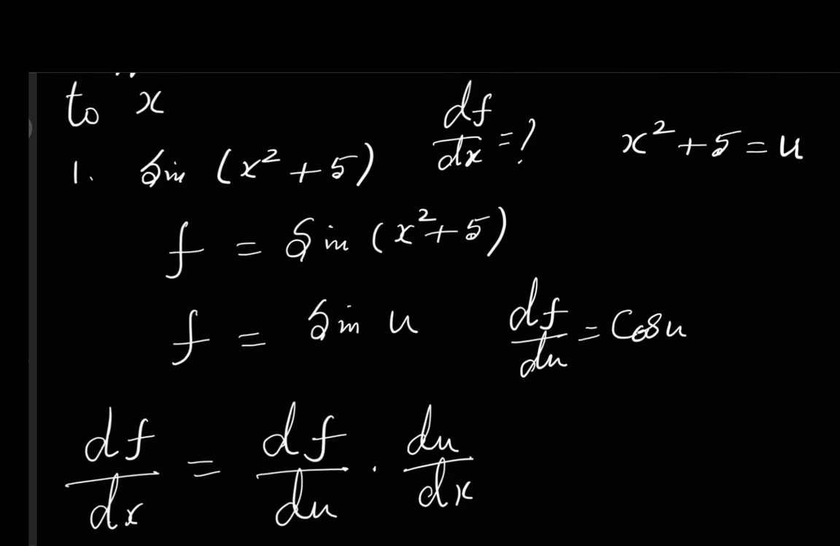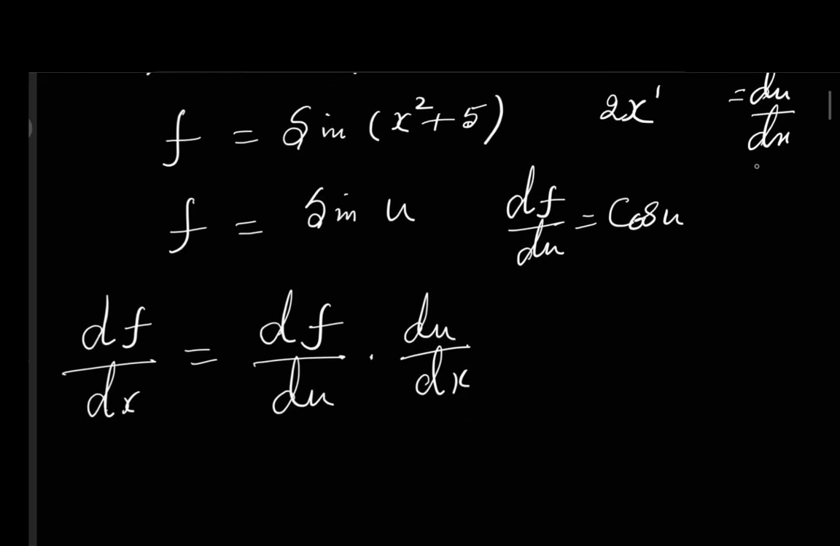And du by dx. Differentiate u with respect to x. So for x squared, this 2 comes before x. Then reduce 1 degree, so x power 1. The derivative of a constant is 0. So du by dx is equal to 2x.